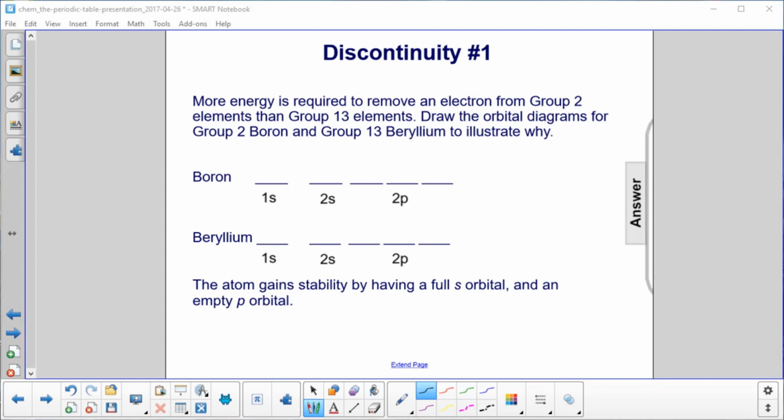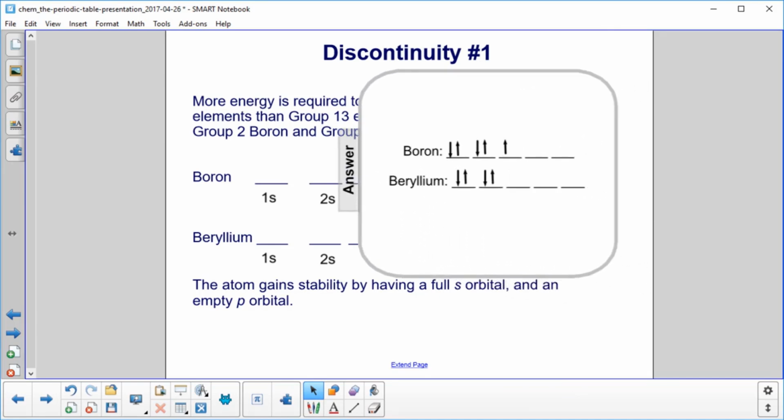and you can see this by drawing the orbital diagrams for group 13 boron and group 2 beryllium to understand why. So go ahead and draw them, please, and in a second we'll pull out the answer tab to see what we have. Okay, we have boron with 5 electrons, and here's the electron in the p shell. That's relatively easy to move away because it's not in an occupied shell. It has no partner. Beryllium is okay. It's got a 1s2, 2s2. That's very stable. So boron will gain stability by having a full s orbital and an empty p orbital.